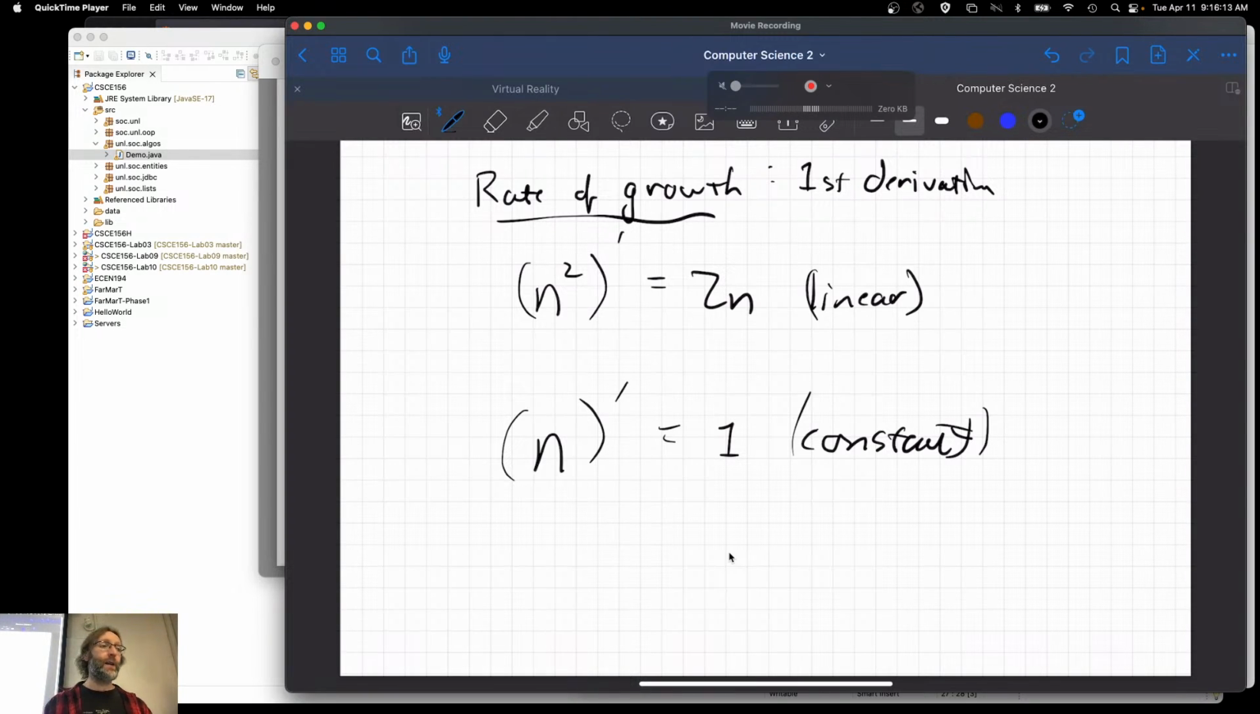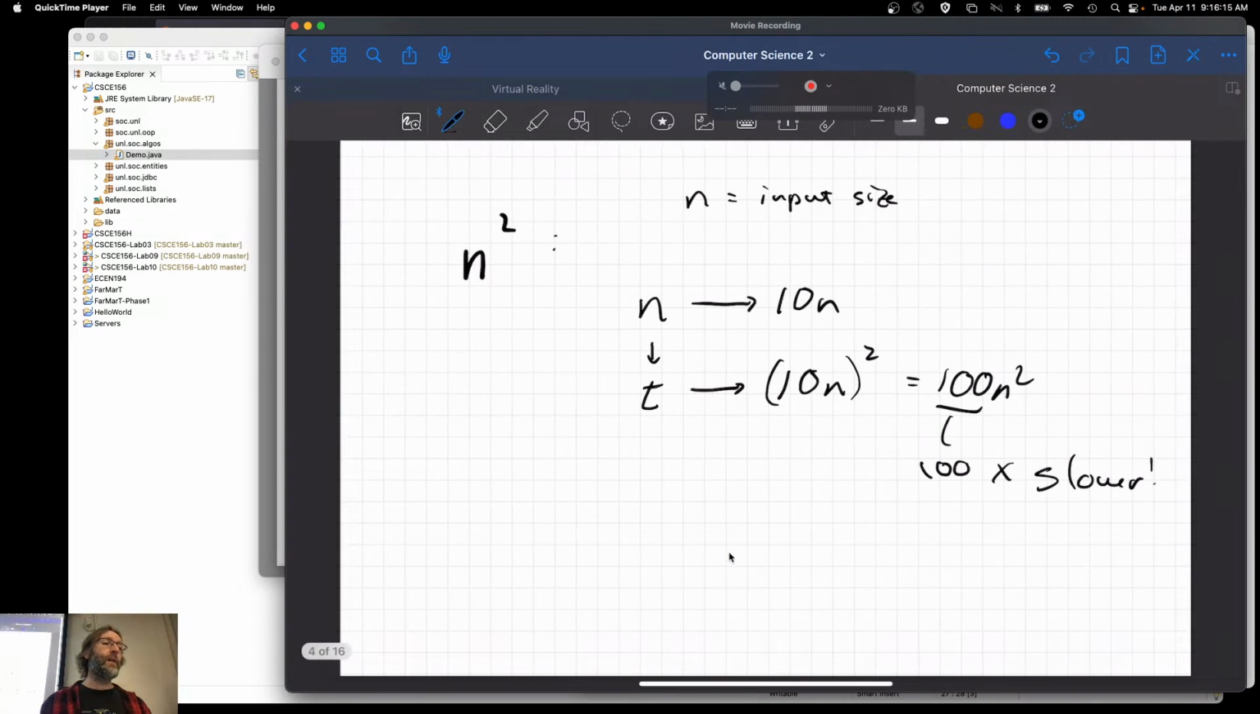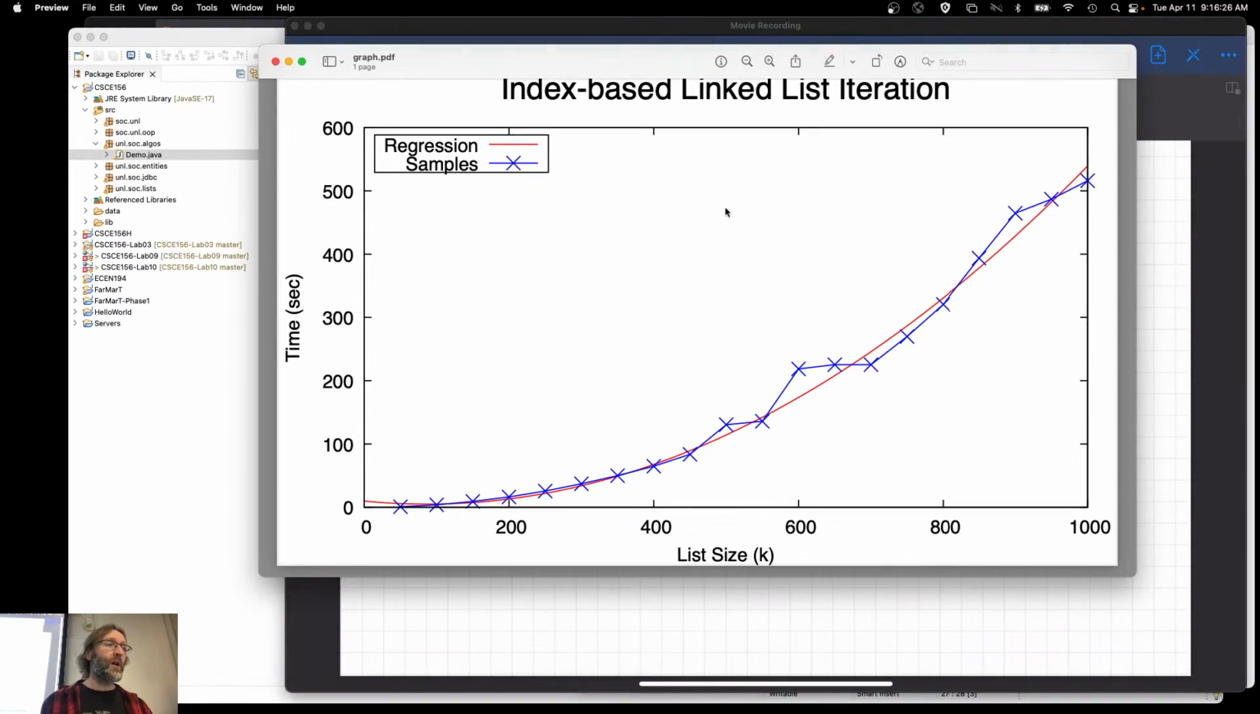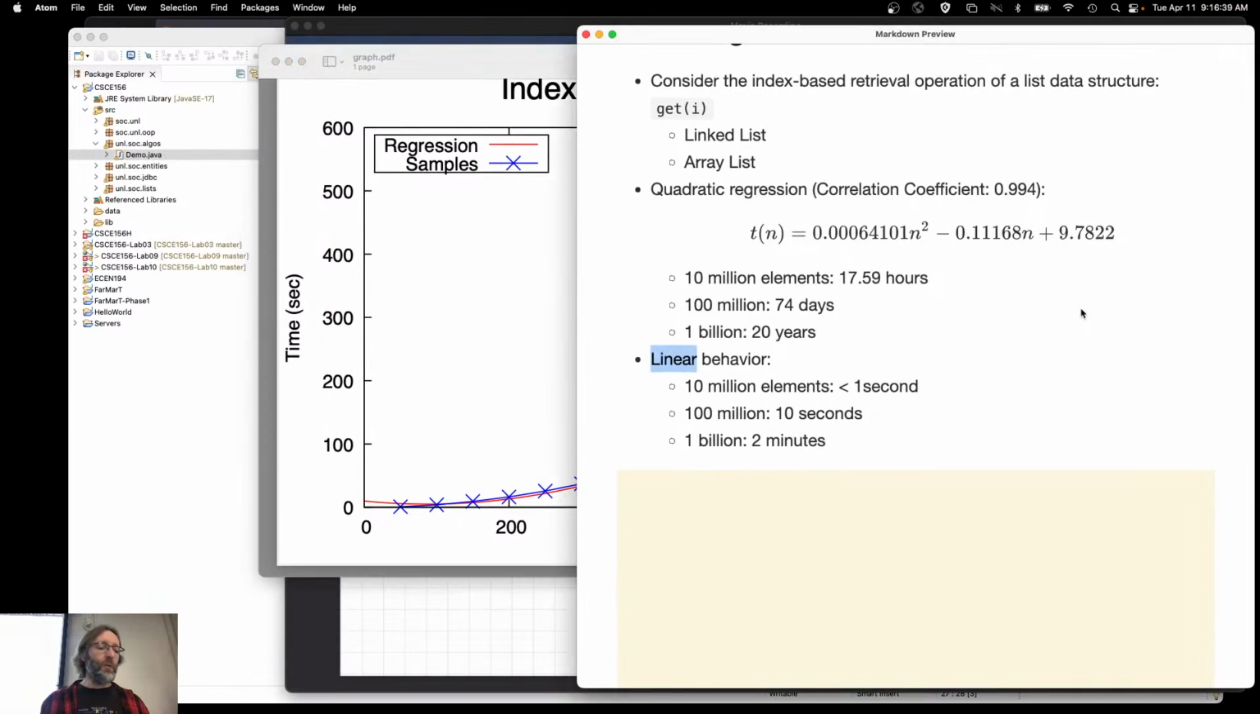So these things matter, either from the perspective of it being 100 times slower, or from the perspective of calculus telling you that the rate of growth is orders of magnitude greater, or from our empirical results here telling you that it will take 20 years to sum up 1 billion integers, which is not big data at all. Right? So what we need now is a framework to unify all this.